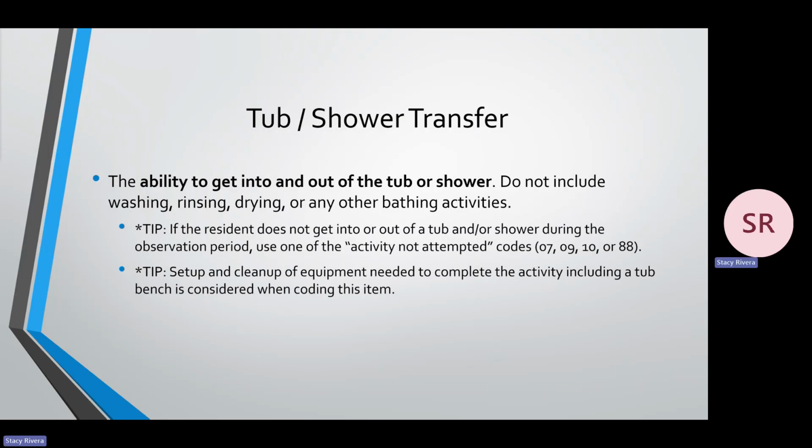Tub shower transfer. The ability to get into and out of the tub or shower. Do not include washing, rinsing, drying, or any other bathing activities. So it's just that component, the tub shower transfer. If the resident does not get into or out of the tub or shower during the observation period, use one of the activity not attempted codes. Setup and cleanup of equipment needed to complete the activity, including a tub bench, is considered when coding this item.